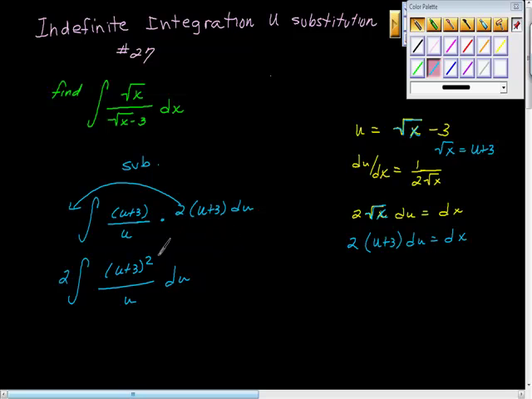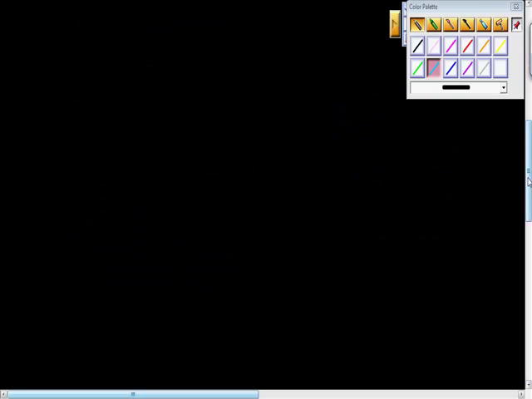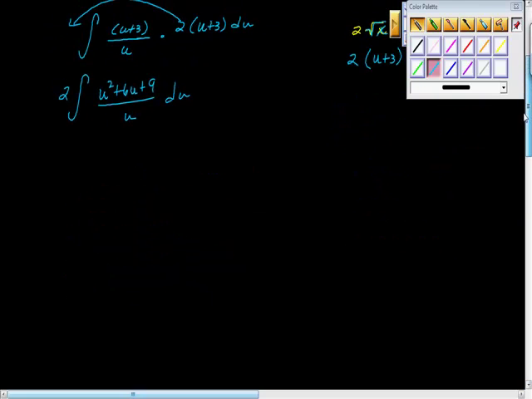Then if you don't mind, we have to expand this. And when you expand this, you should get u squared plus 6u plus 9, if you do that FOIL work, or however you want to describe that. How did I get that? I multiplied this u plus 3 times this u plus 3 and got that. Now we can partition this out a little bit. We can break this into some pieces here. So I'm going to let it look like this.